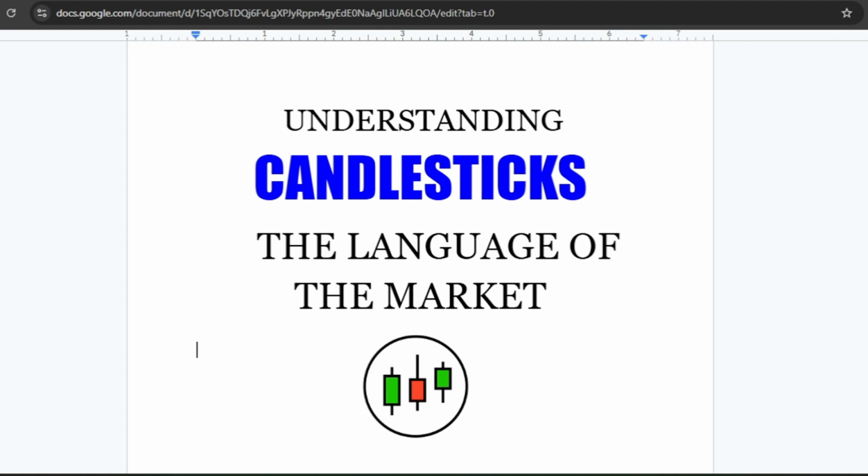This is the language of the market, and if you do not understand the language, you cannot interpret what it is saying. So in today's class, I'm going to be explaining the candlesticks that we have and how to properly read them to make decisions in trading. So let's learn.